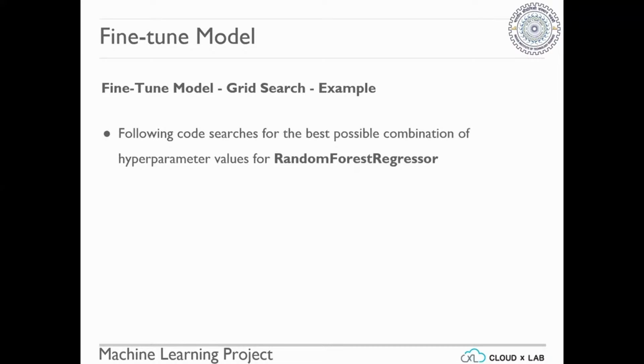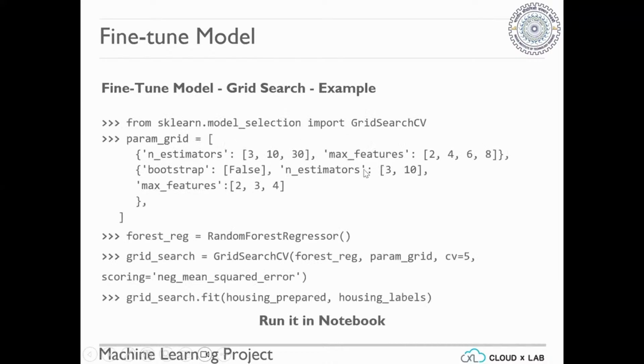Let's take one example. Here I'm taking a random forest regression model, and I'm searching for hyperparameters: maximum features and number of estimators. Number of estimators means the number of decision trees that I'm using, and maximum features means the maximum number of features that I can use to build the decision tree, right? I will cover these hyperparameters in detail in decision trees.